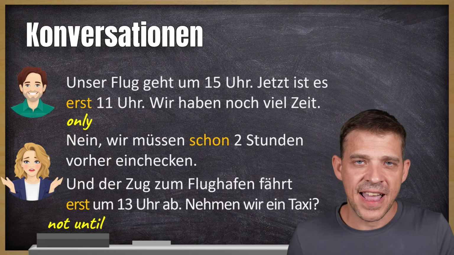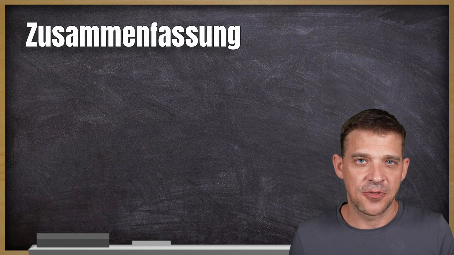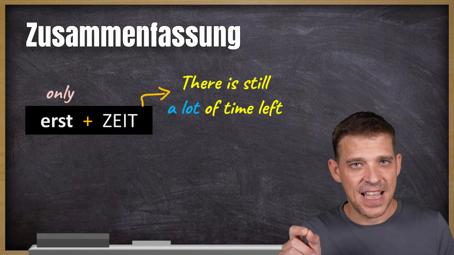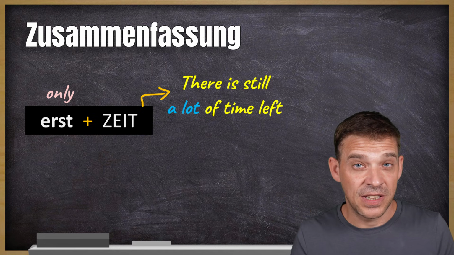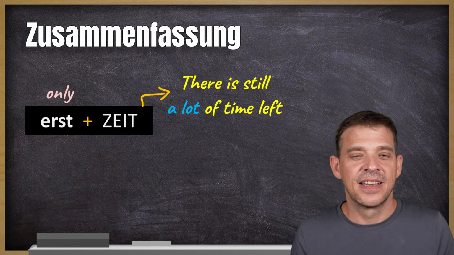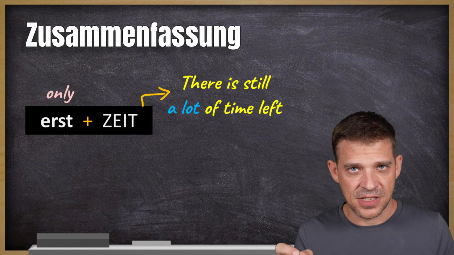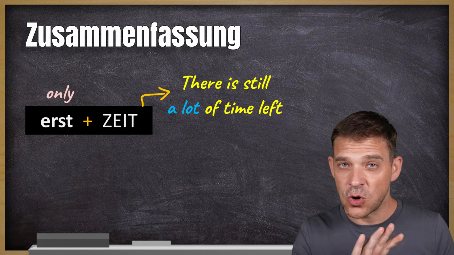Now for this only, I have a short Zusammenfassung, a short summary. Whenever you use this erst plus a time word, and this erst has to be this only, as translated as only, then this means there is still a lot of time left. You still have a lot of time. You don't have to hurry.